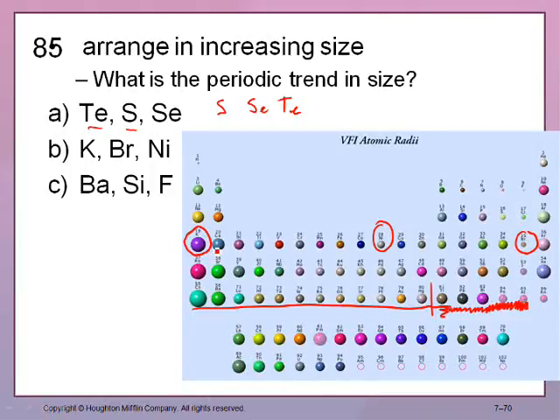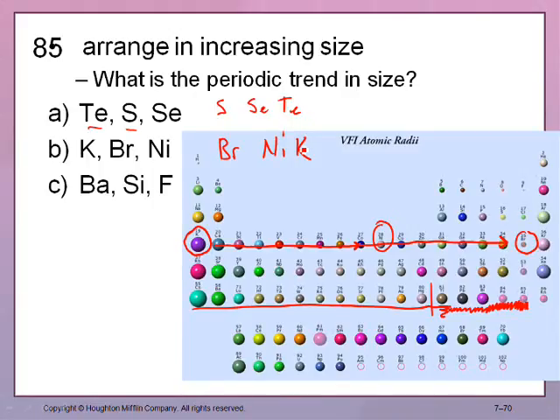The reason these get smaller as you go across a period is that you're getting additional nuclear charge, but you're not getting any additional shielding from inner electrons. So as you look at these, you'll see the trend between potassium, nickel, and bromine. If you're supposed to place these in order of increasing size, it appears that bromine would be the smallest, nickel would be a little larger, and potassium would be the largest.